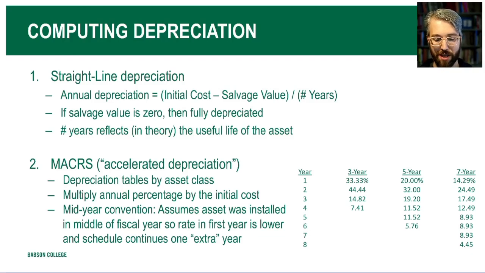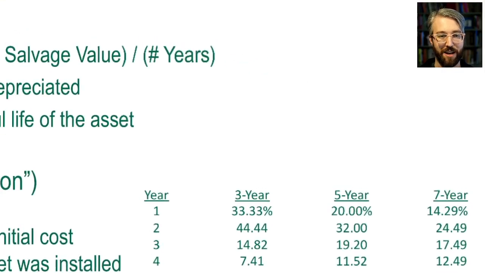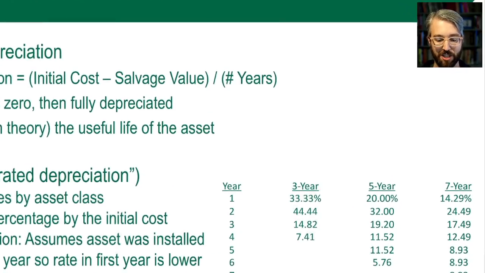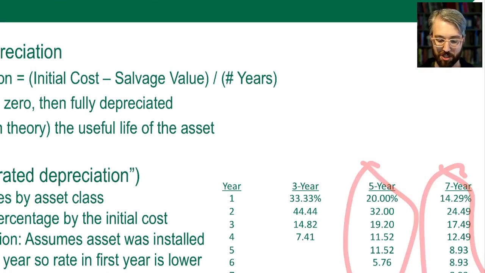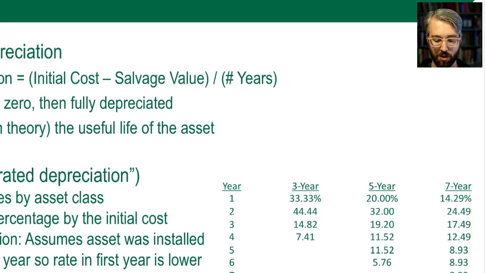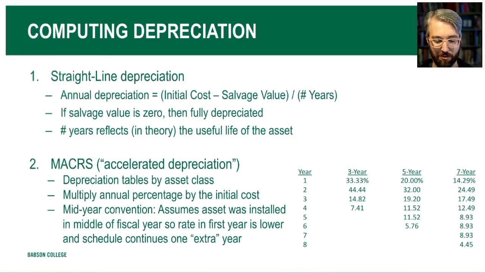off a table. So if, for example, you have a good that, according to the accounting rules, has a 3-year life cycle, and you are able to use MACRS or modified accelerated depreciation, you're going to be allowed to depreciate a third of its value in the first year, but then 44% of its value in the second year, only 15% of its value in the third year, and 7.4% of its value in the fourth year. And you can see included here similar schedules, something that no one should ever memorize and you would always look up for longer asset lives.